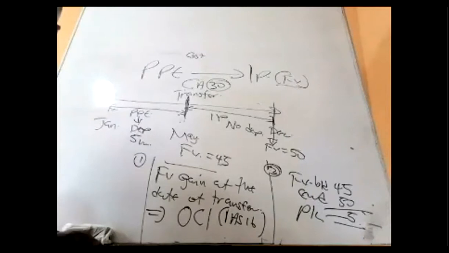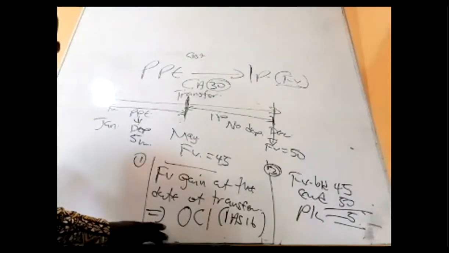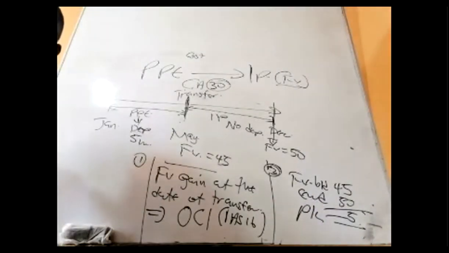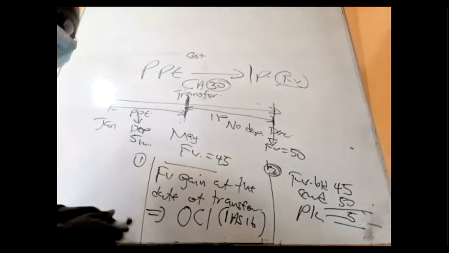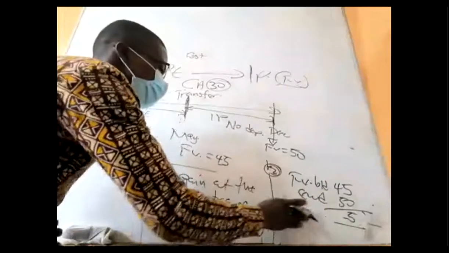This one should go to P&L. This one is going to where? OCI. So fair value 1 goes to OCI. Fair value 2 goes to P&L. That is all. This side, kindly.